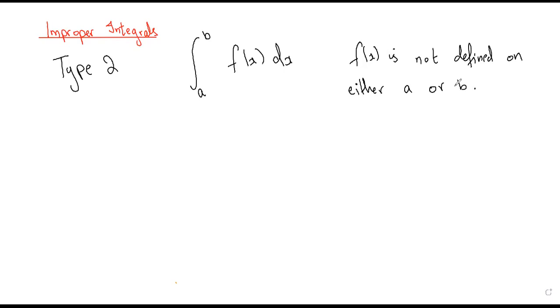What is the idea? In this case, the limits are okay. The limits are any two numbers. It could be a positive number, negative number, zero. That does not matter, but it is not infinity. The limits are good. The issue is with the function. The function is not defined on either the lower limit or the upper limit. I'll give you an example and then things would get clear.